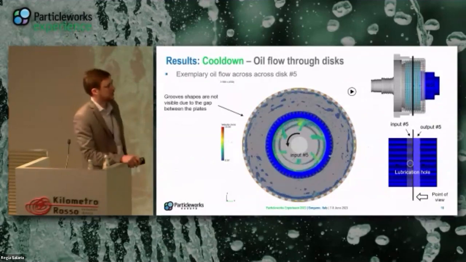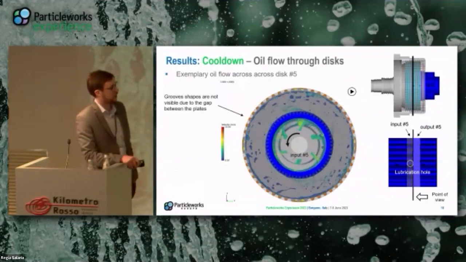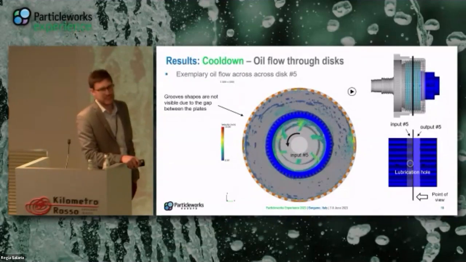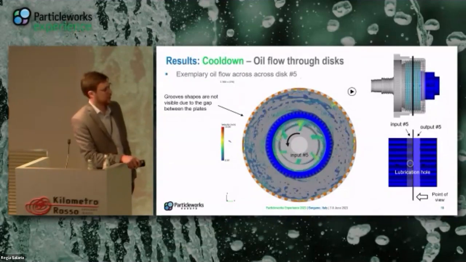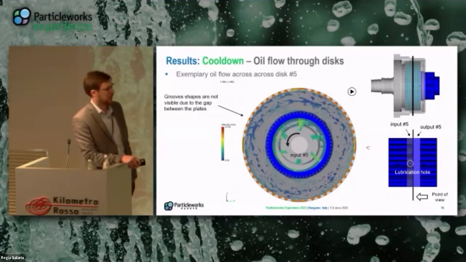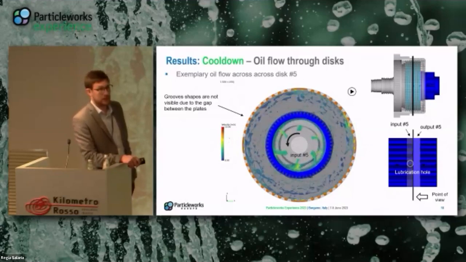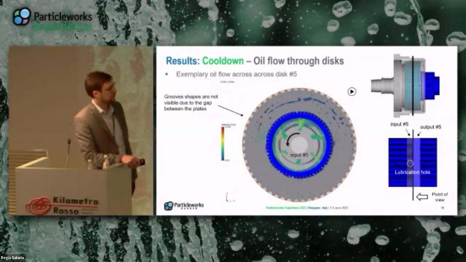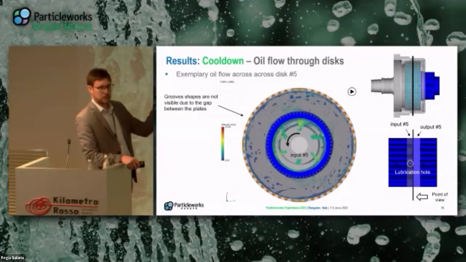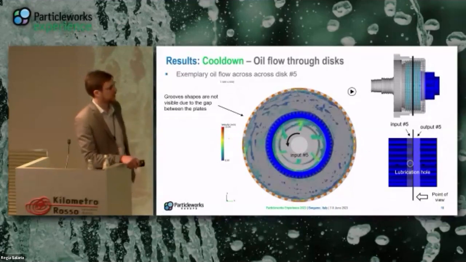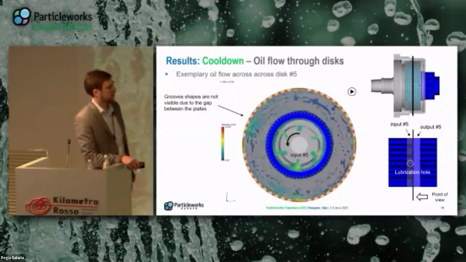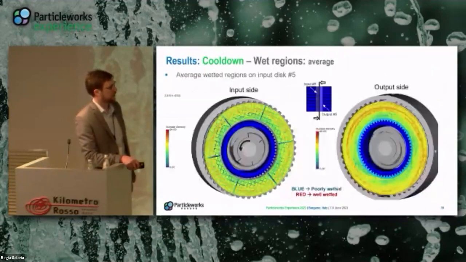This is a section. In this video, we can see the oil distribution. This is a section between disk, let's say number 5. We can say more or less in the middle of the clutch. You can see the oil is centrifuged here. You don't see the grooves because the 2 disks are not in contact, so you don't clearly see the grooves. And this oil is, yes, centrifuged.